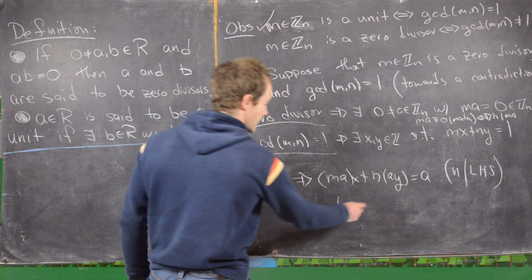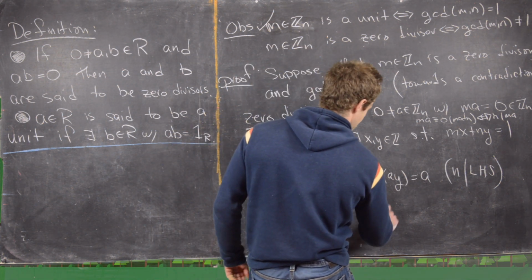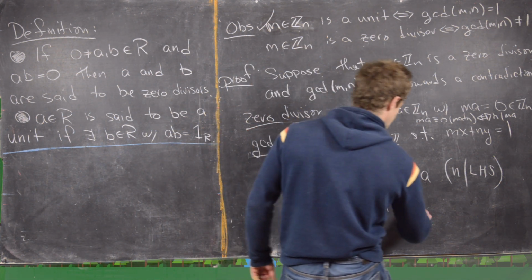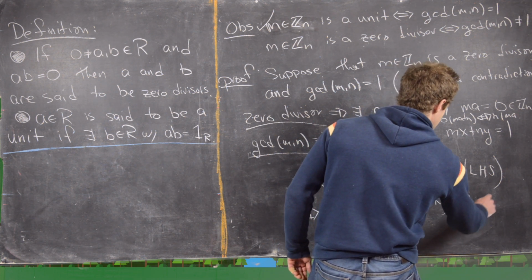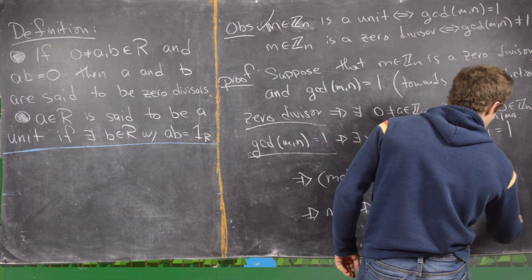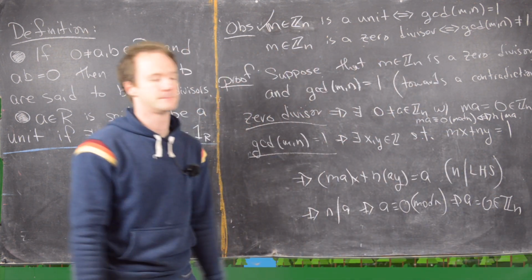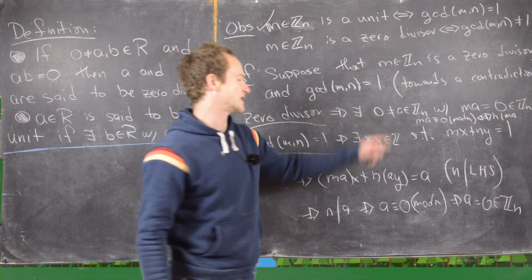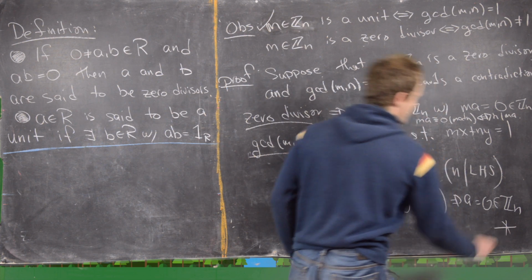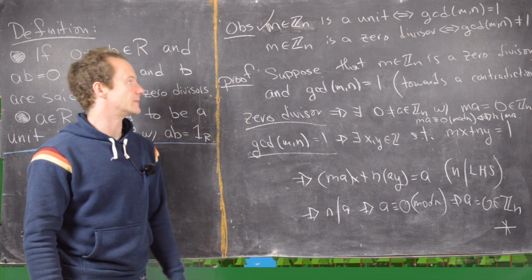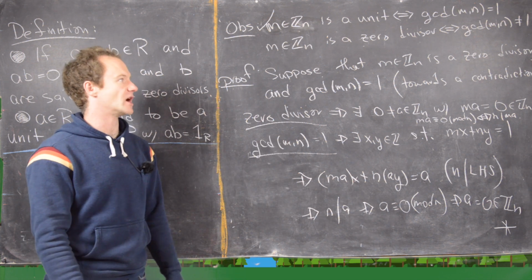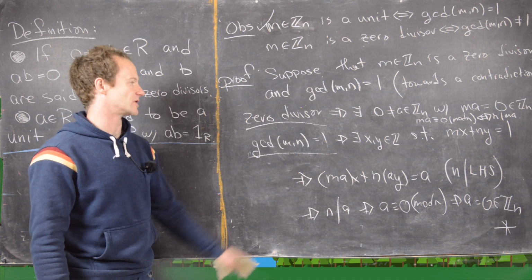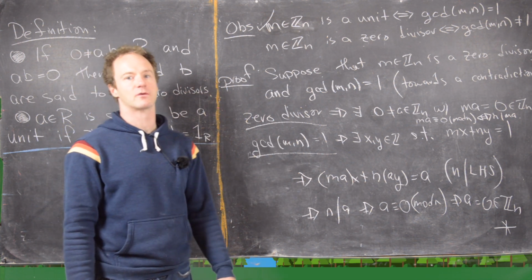But now, if n divides a, that's exactly the same thing as saying that a is congruent to 0 mod n, or that a is equal to 0 inside of Zn. Okay, but that contradicted this assumption right up here. Great. And so that proves this forward direction of this second observation. So I'll clean up the board and we'll look at the reverse direction.